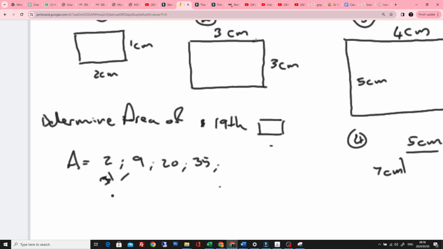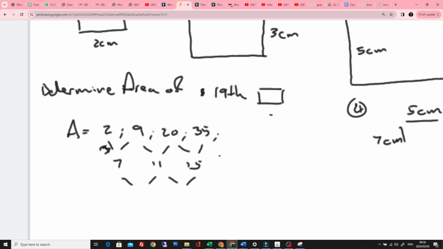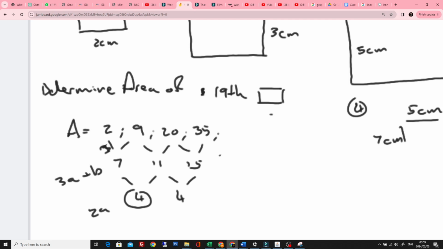The next thing I can do is look at what my first difference is, which is not constant, and I can look at my second difference to see if it is in fact constant. So this would be 4, 4, we can see our second difference is constant. So this is 2a, this is 3a plus b, and this is a plus b plus c.